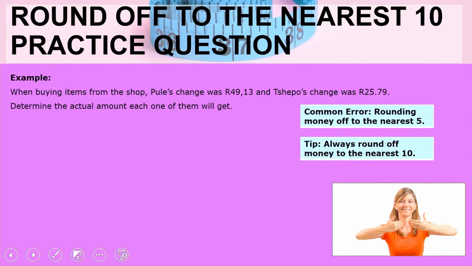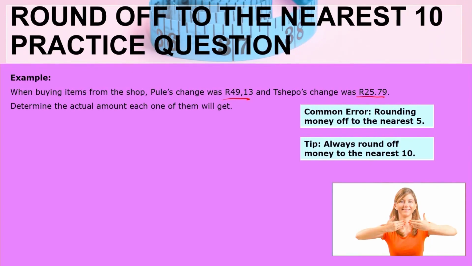So now let us have a look at this activity that we need to do together. This activity reads as follows. When buying items from the shop, Pule's change was 49 Rand 13, and Tshego's change was 25 Rand 79. Then we have to determine the actual amount each one of them will get as change. Because remember, when you pay, there's no 7 cents that you will get, and there's no 1 cent that you will get, but rather the amount will be rounded off to the nearest 10.